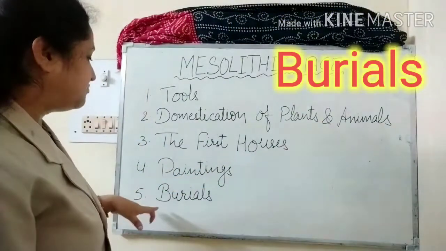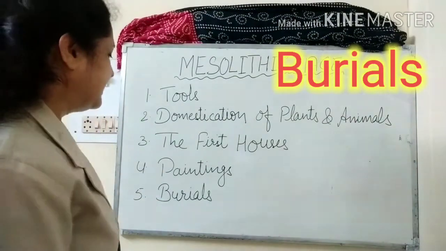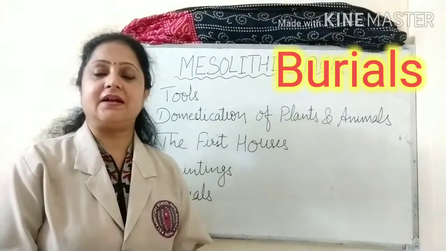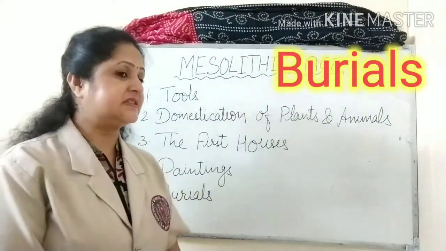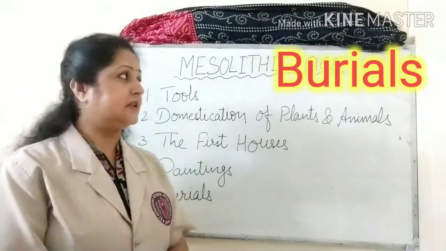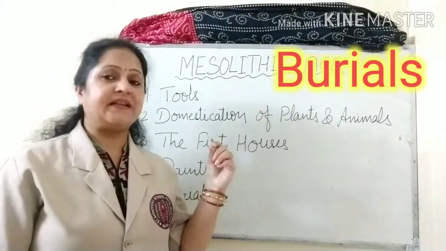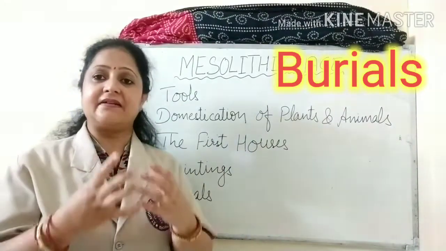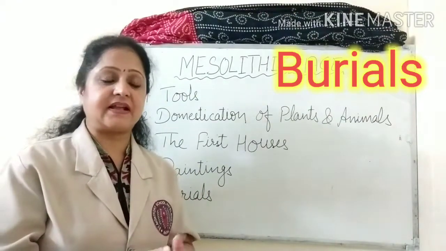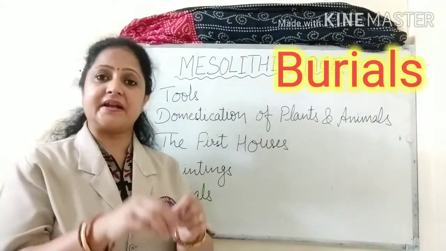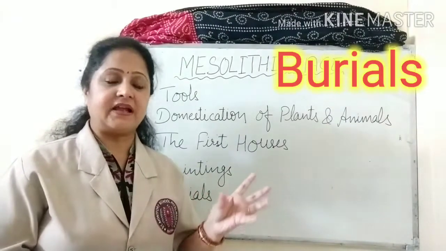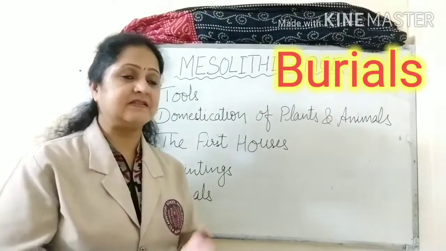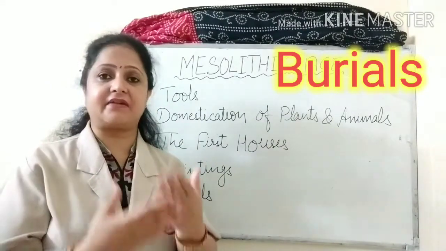The next topic is burials. During the Mesolithic age, man used to bury the dead bodies. Our archaeologists found many burials in these Mesolithic sites. When they dug these burials, they found that many food items as well as ornaments were also buried along with the dead body. It shows that during the Mesolithic age, man believed in life after death.